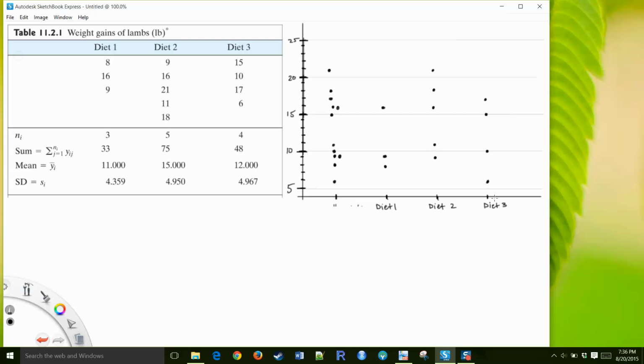Okay, if we look at the sample means, we see the sample mean for this group is 11. And so I'm going to actually plot that with a little red pencil mark here. Okay. 11. This sample mean here is 11. This sample's mean is 15. And this sample's mean is 12, which is something like right there. Okay.